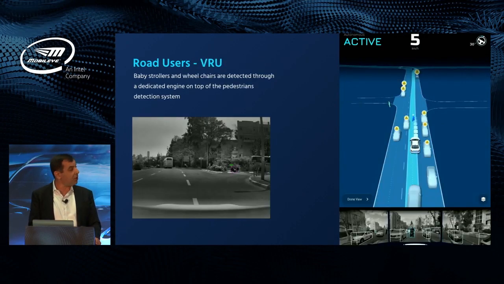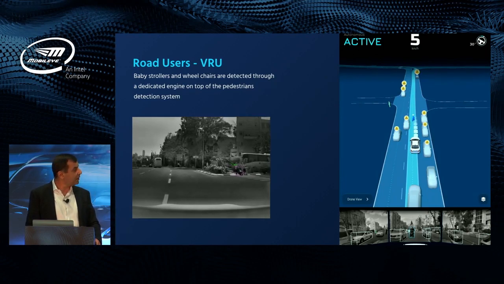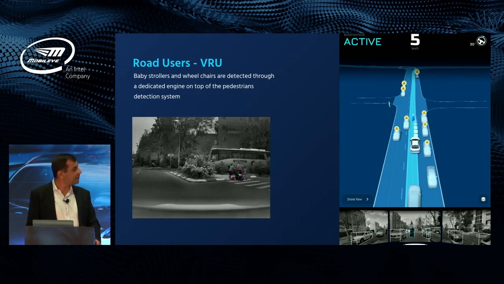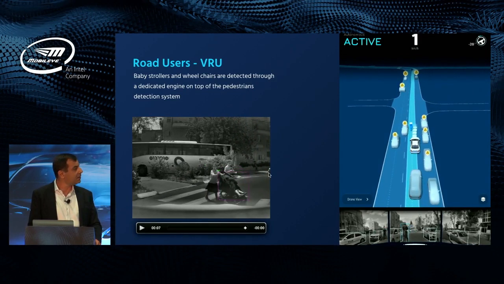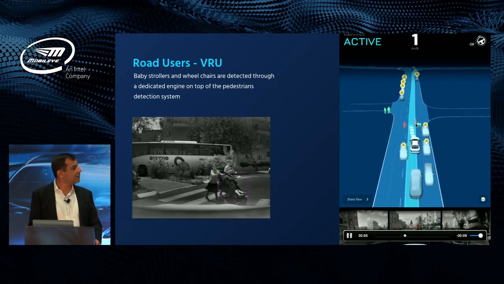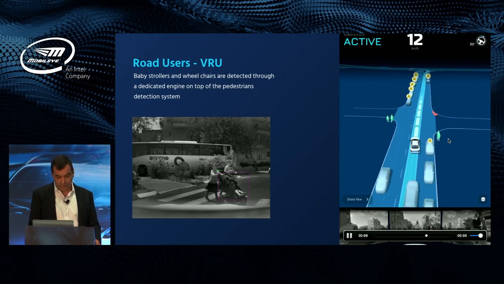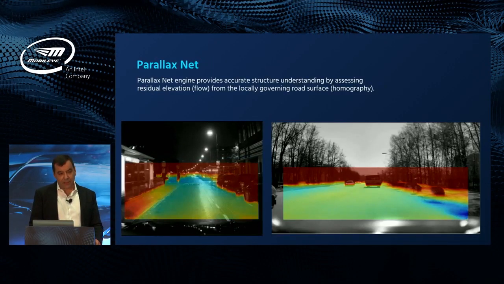Another separate class of objects are strollers. You can see here the stroller is sufficiently important from a safety critical point of view. The last thing that you want to do is to hit a child. So it warrants a separate detector. And you can see on the right-hand side an example of a stroller coming in, and the autonomous car is taking notice of it.